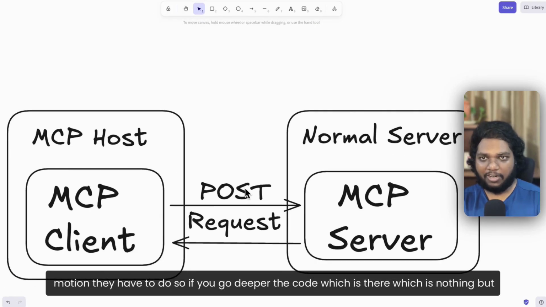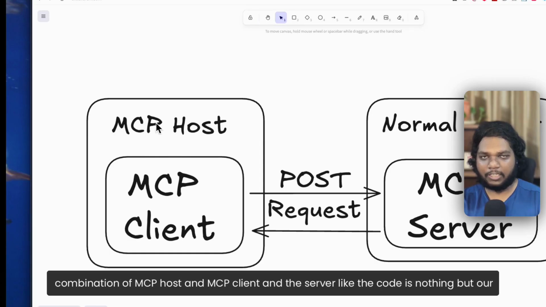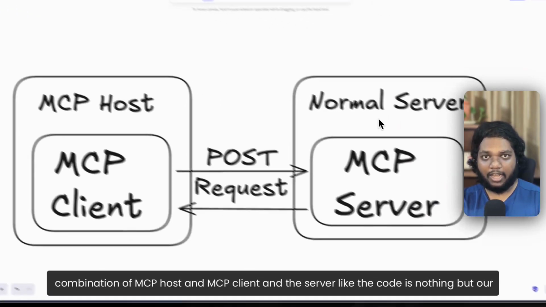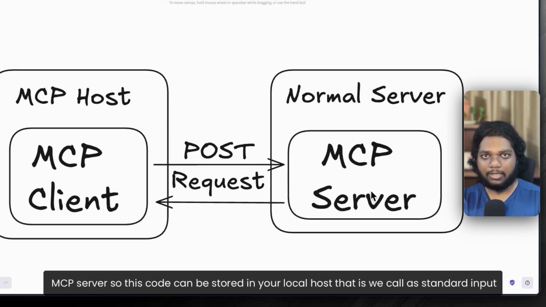If you go deeper, the code which is there is nothing but a combination of the MCP host and MCP client, and the server, like the code, is nothing but our MCP server. This code can be stored on your localhost, which we call standard input output, or it can be on a remote MCP server, and that is the normal server only.